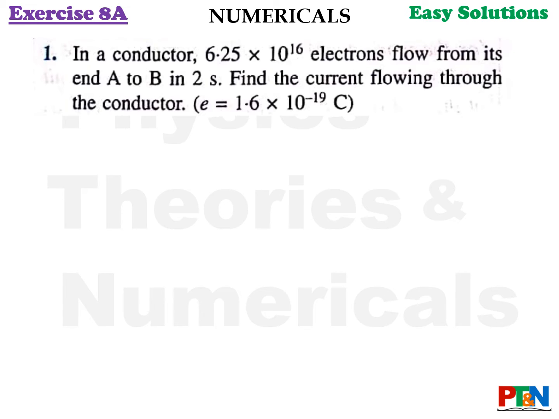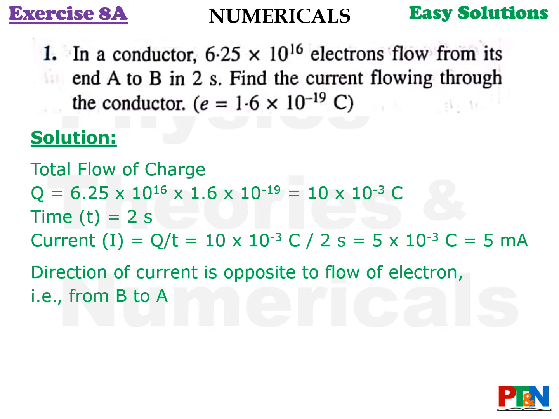This is the solution. You need to find out the total charge flowing. You have been given the number of electrons, multiplied by the charge per electron. You multiply that and you get the value in coulomb. That charge is flowing in 2 seconds. So current I is equal to Q by T. You divide that charge by 2 seconds, and you get 5 × 10^-3 coulomb. That much charge flowing per second is 5 milliampere.